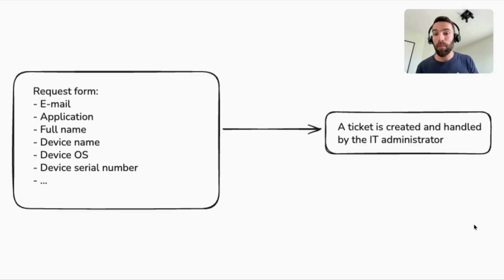For instance, something like getting an application installed on our laptop. Usually, this type of process works in the following way. We have to fill in a very lengthy request form where we have to state our email, our application, and also lots of details like our full name or our device operating system, so that a ticket gets created and an IT administrator handles the request.